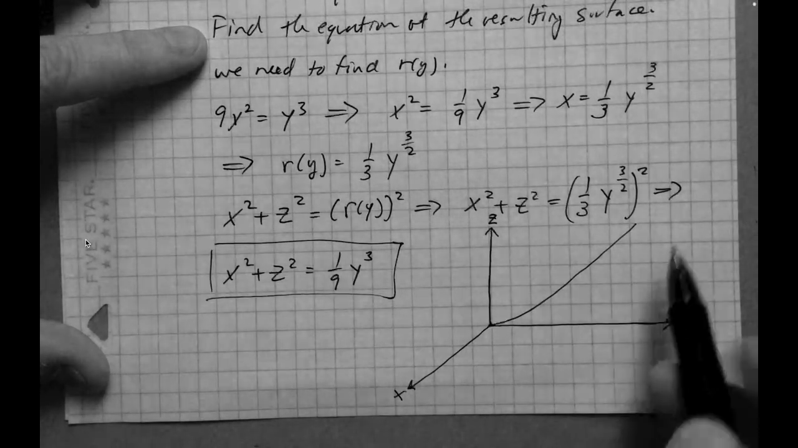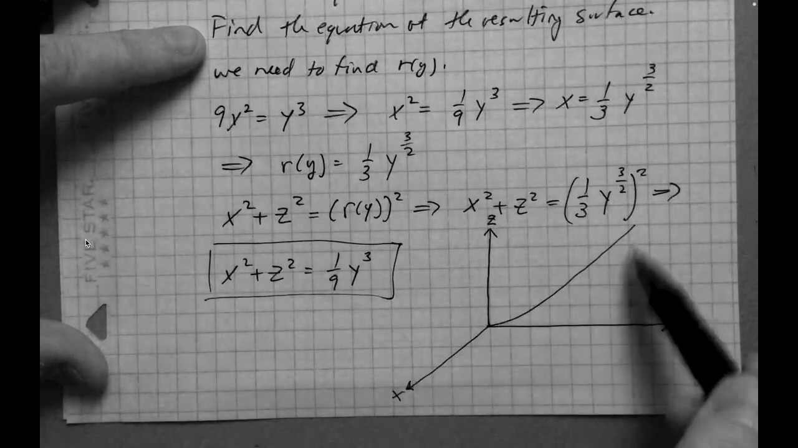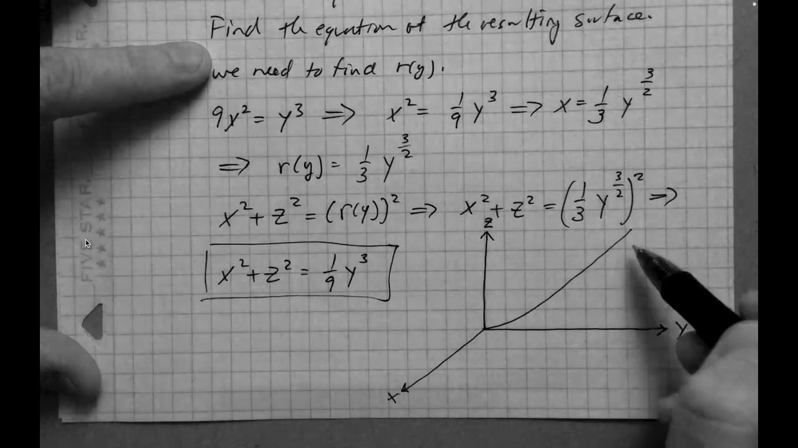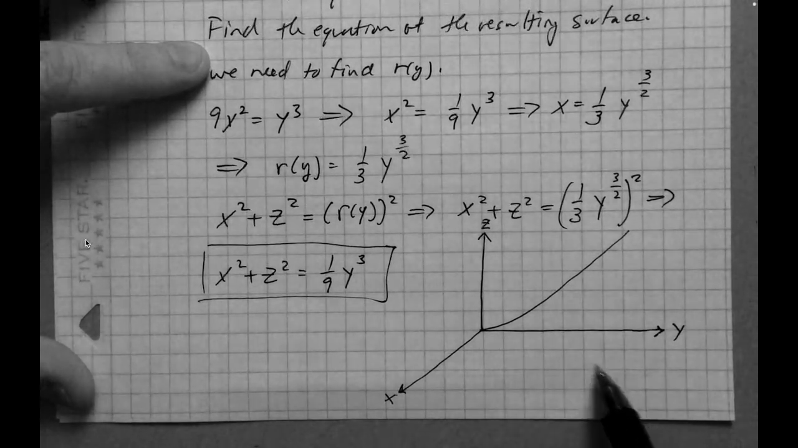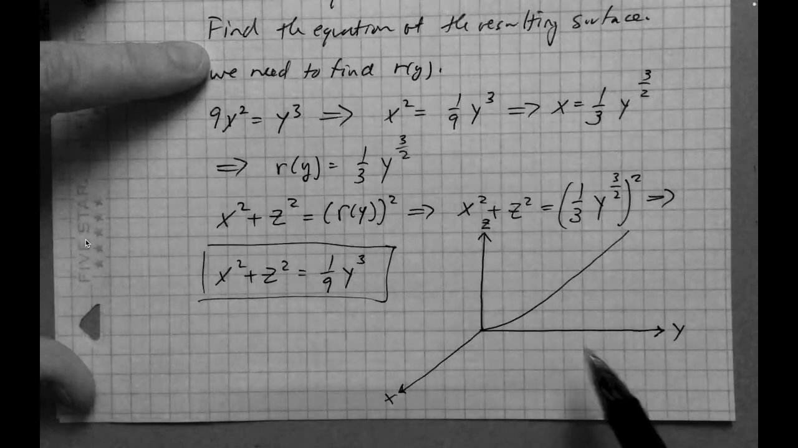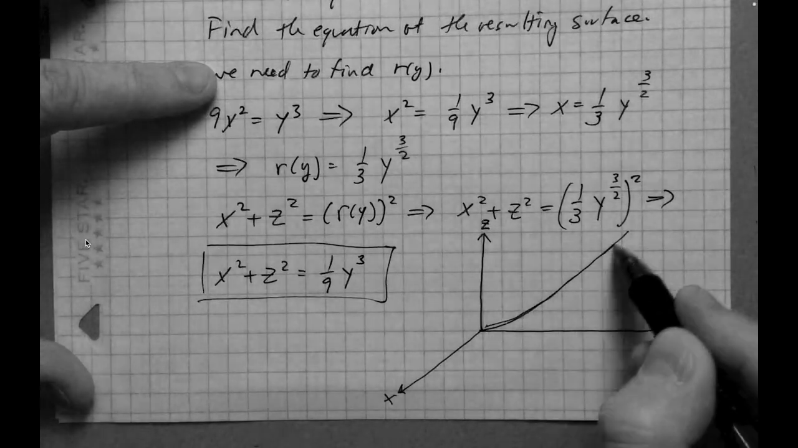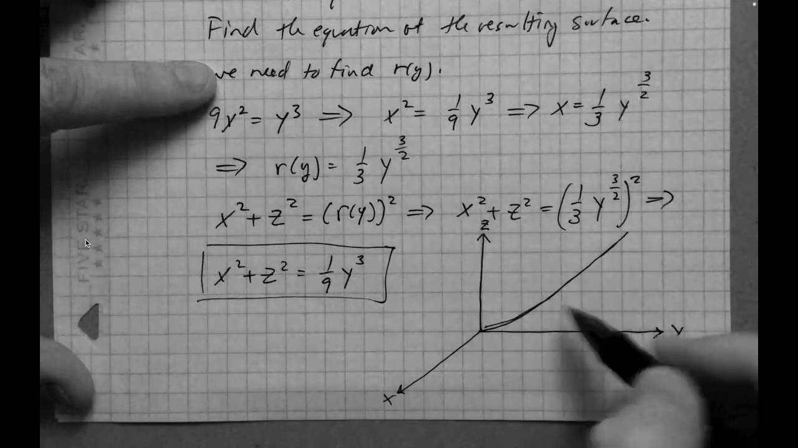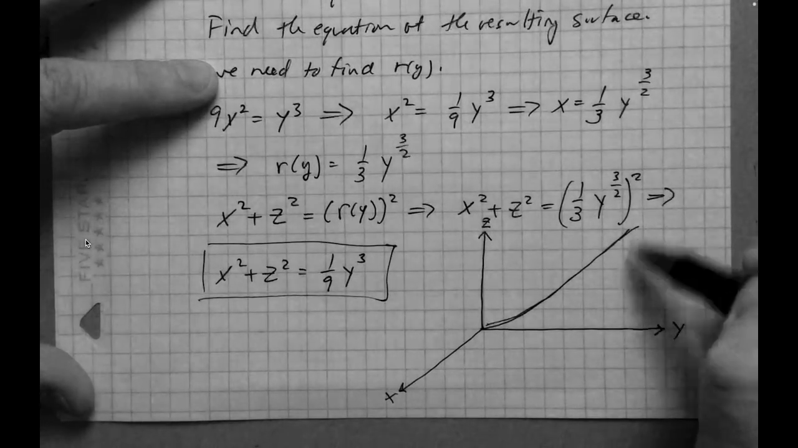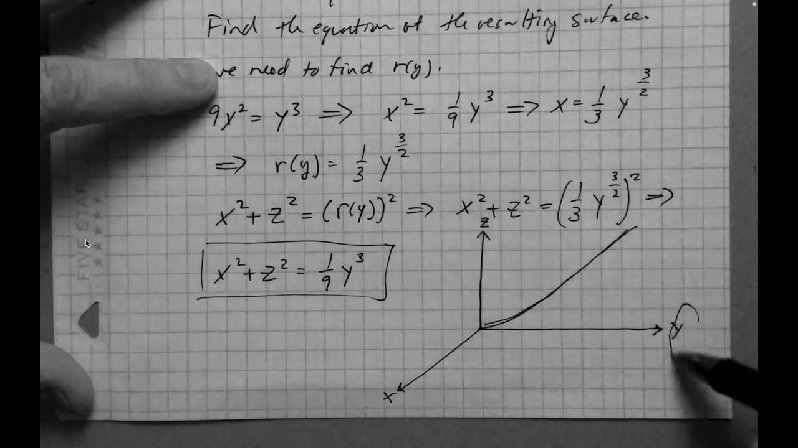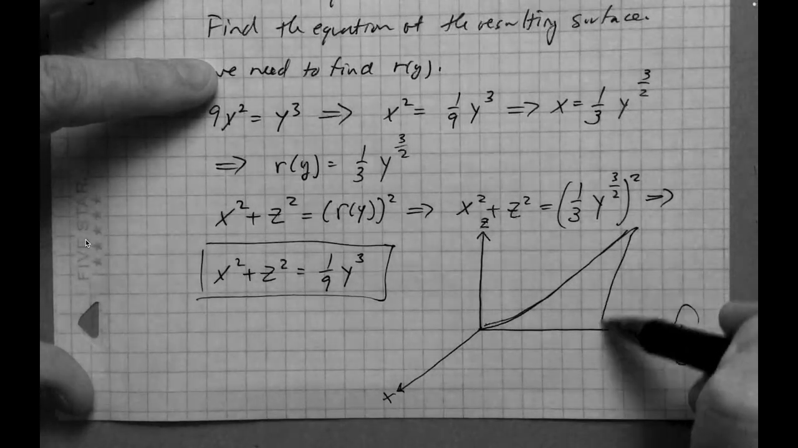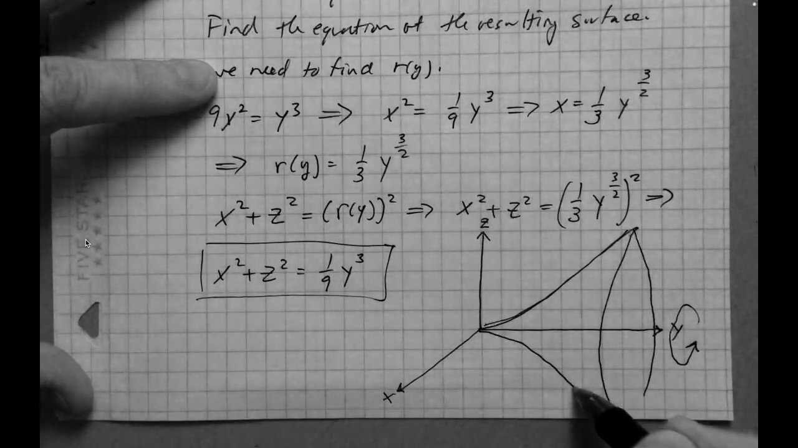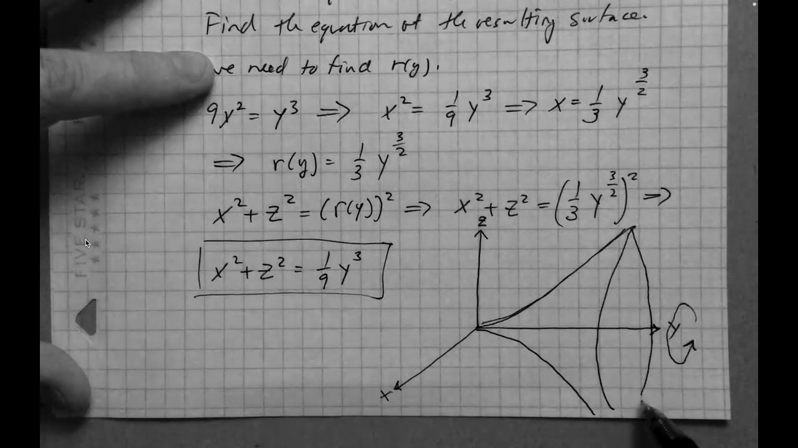Now, technically, this would be in the xy plane, but I'm drawing it in the yz plane simply because it's easier in this orientation. You can imagine the same curve here in the xy plane, right? It's going to come up like this. It's basically 1/9 y cubed, so it's going to come up like that. And when I rotate it around the y-axis like this, I'm going to get this nice big, almost horn-like shape. So it's going to look like that.